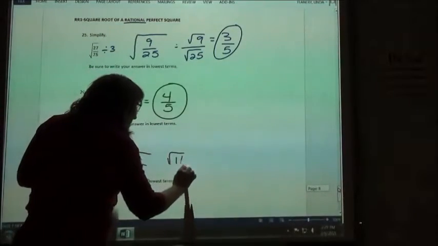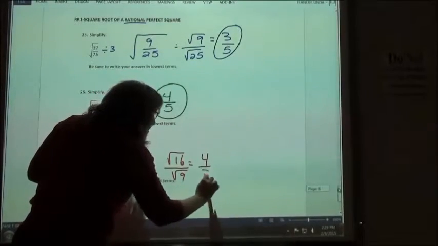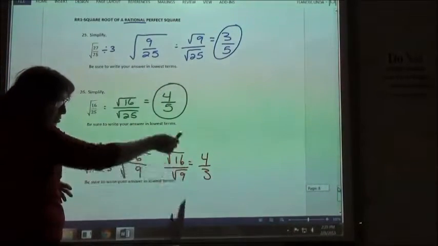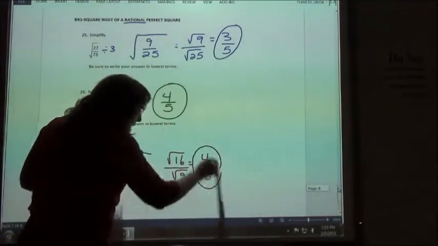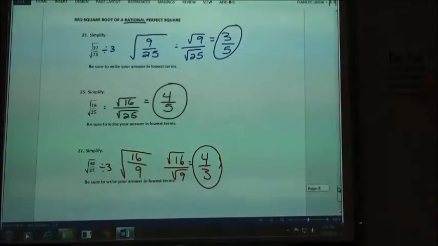The square root of 16 is 4. The square root of 9 is 3. I'm not going to write the mixed number. I just leave the fraction in simplest form, in lowest terms, so 4/3 is my answer.